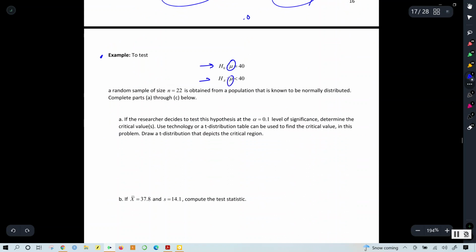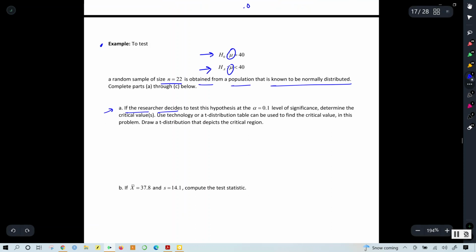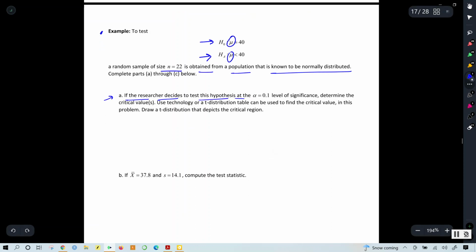Here we have been given the null and the alternative hypothesis. We have given the sample size obtained from a population that is known to be normally distributed. To complete part A, we're told that if the researcher decides to test this hypothesis at alpha equals 0.1 level of significance, determine the critical value or values. So in this case, how many tail tests do we have? This is a single left tail test.